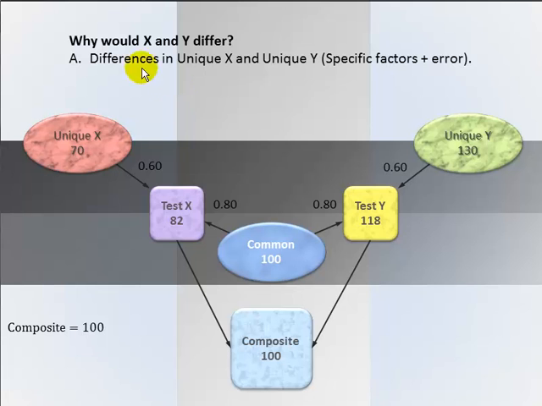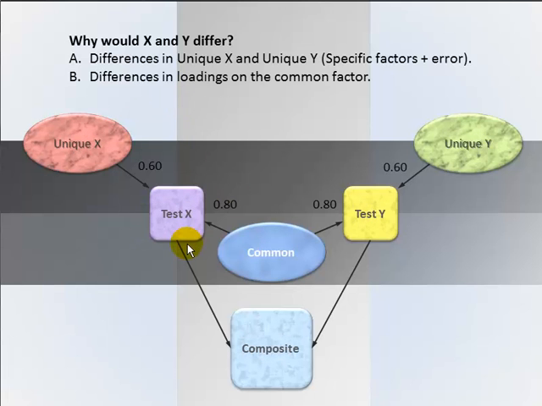But I'm going to move on to another reason that X and Y might differ. And I've already alluded to it. It's differences in loadings on the common factor. So in the example I've been using, these two loadings are exactly the same, but they don't have to be exactly the same. They can be quite different. So, for example, this loading here now is 0.9 and this loading here is 0.5. Because they're standardized loadings, these loadings have to change as well. That is, this squared plus this squared have to equal 1.